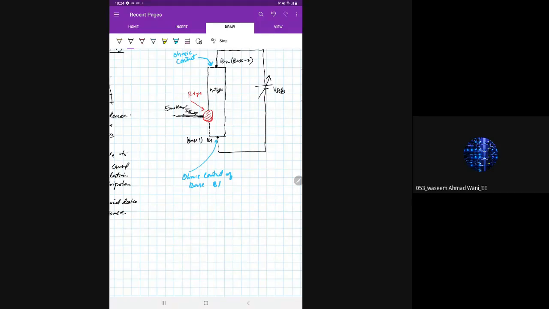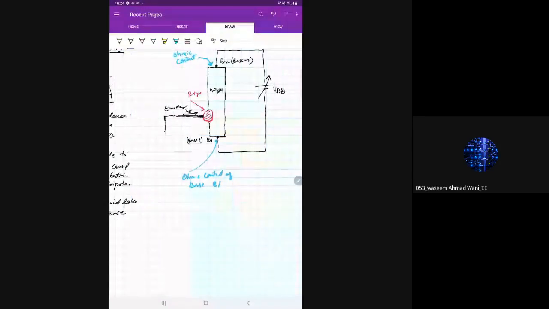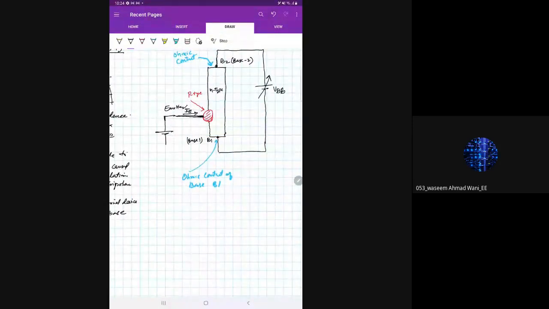For the emitter, you also have a voltage supply here, which is known as the emitter voltage. So you have emitter voltage as VE. This is the emitter voltage, and we have ohmic contact with the base.